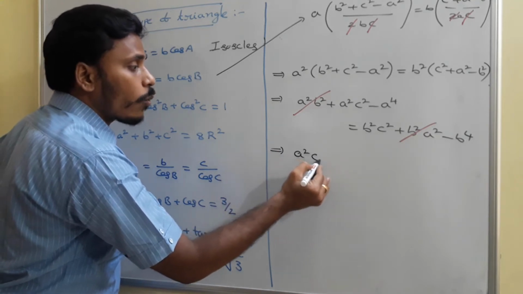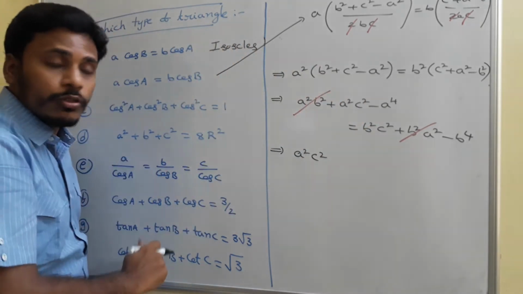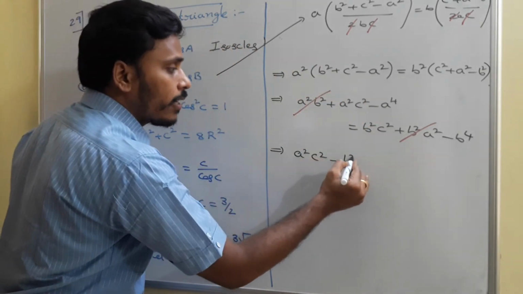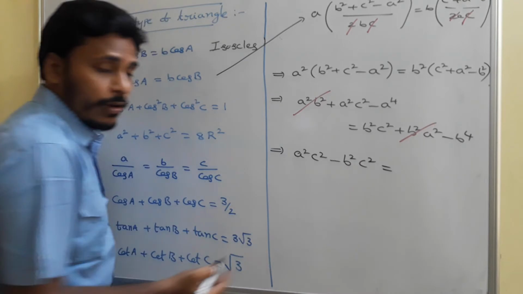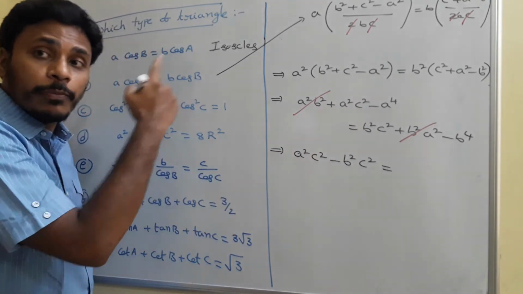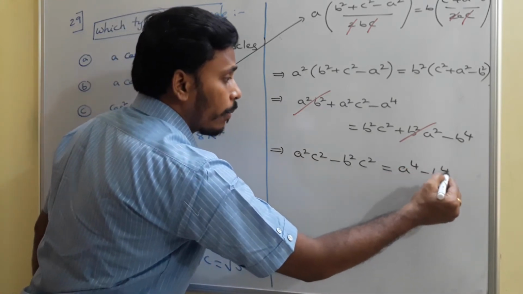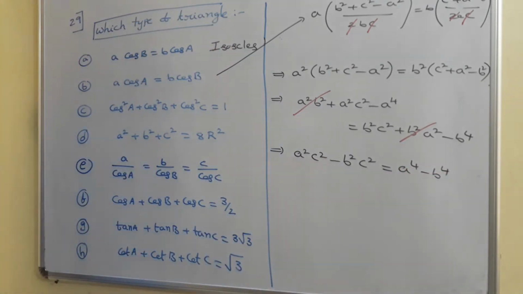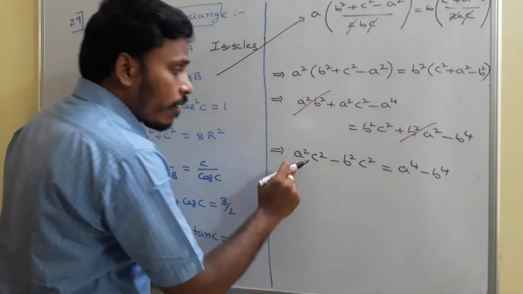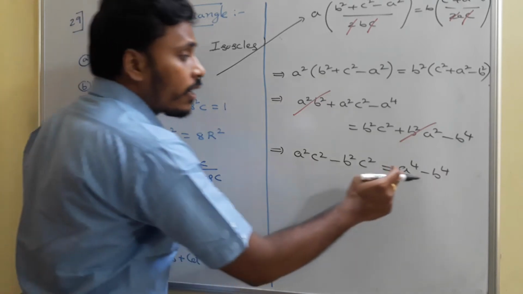So this is a square c square, and if this b square c square comes to the left side, it becomes minus b square c square. Everybody, you just pay your attention here, okay? And then if you send this minus a power 4 to that side, it becomes a power 4 minus b power 4.